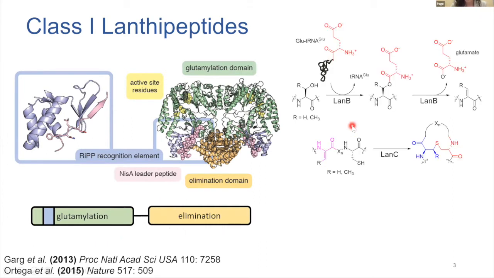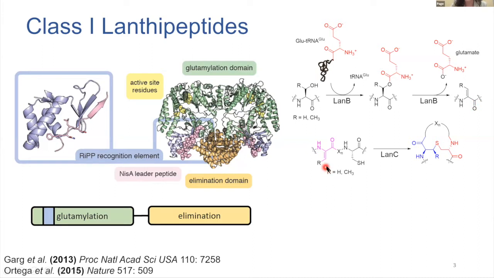And what these domains are responsible for are glutamylation of serine and threonine residues that are encoded within the precursor peptide in these systems. So the LanB enzyme will glutamylate the serine and threonine residues and then also perform the subsequent elimination of glutamate to afford dehydroalanine and dehydrobutyrine residues.